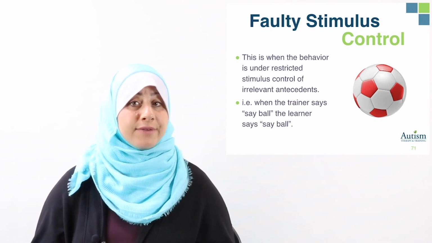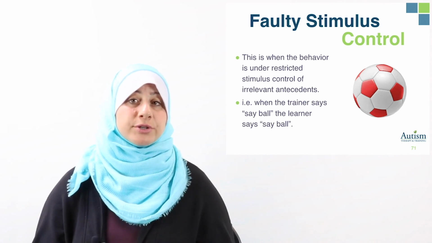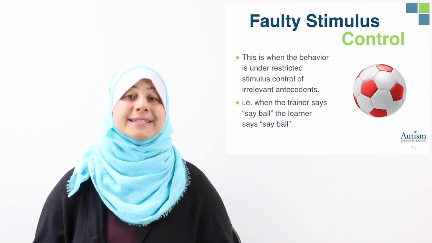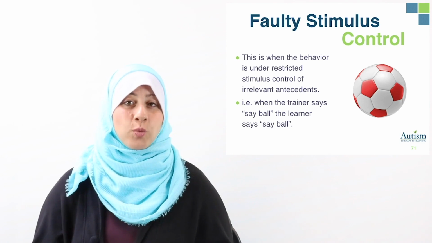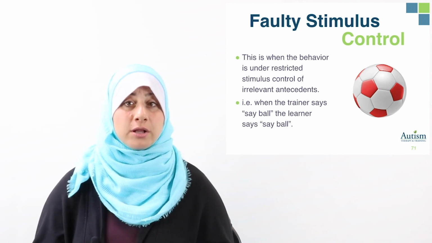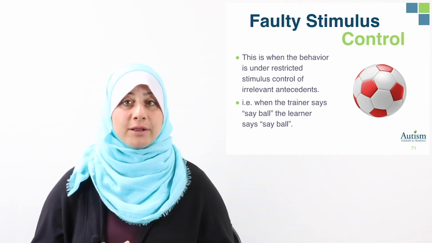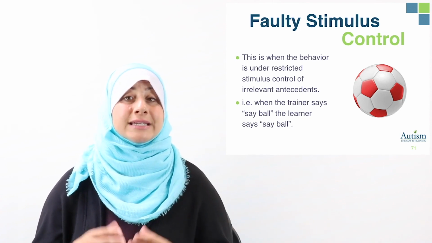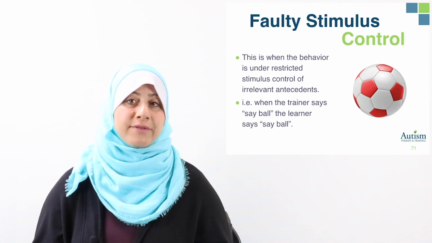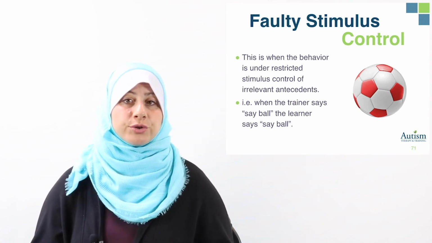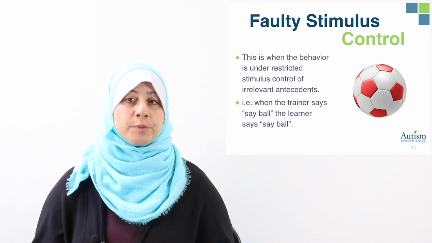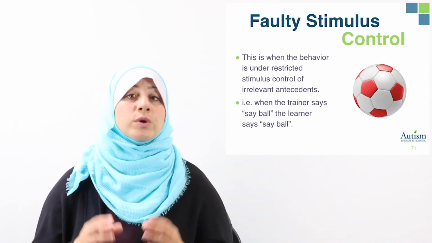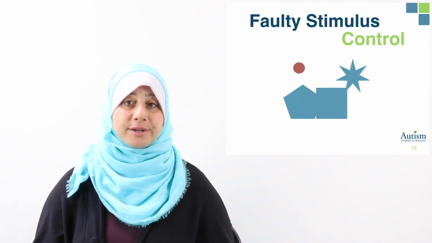This is when the behavior is under restricted stimulus control of irrelevant antecedents. For instance, when the trainer says, "say ball," the learner says, "say ball." The learner is not attending to the correct stimulus and is engaging in the incorrect behavior. This is very common with children with autism. They learn to respond and engage in the behavior because generalization was not used properly in teaching.